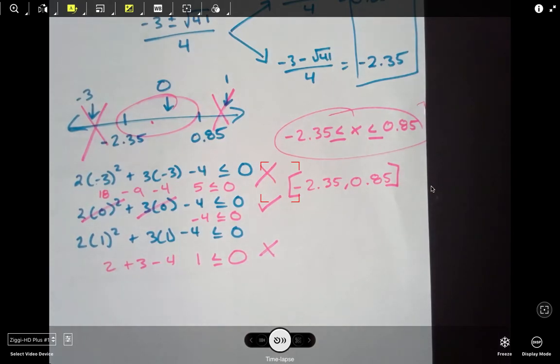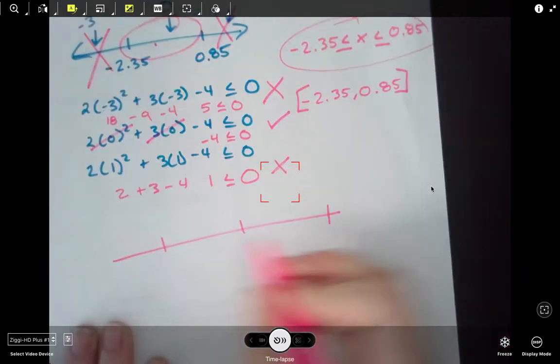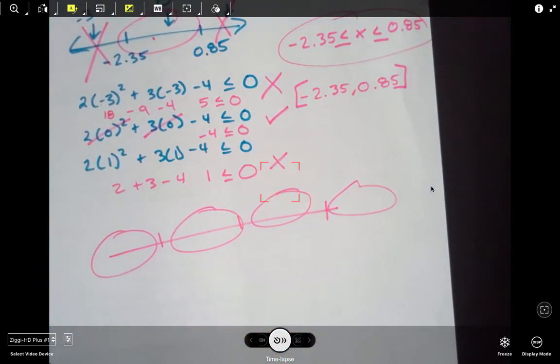In calculus, this is when it won't work. In calculus, we start to solve things that are bigger than quadratics, so you'll have more than 2 critical numbers. So you'll have like 3 on a number line, and then I'll have 4 regions to test. And then it's like, okay, which regions do I test? Which regions do I not test? That's when it doesn't work.